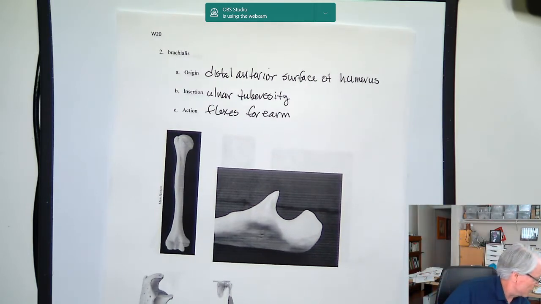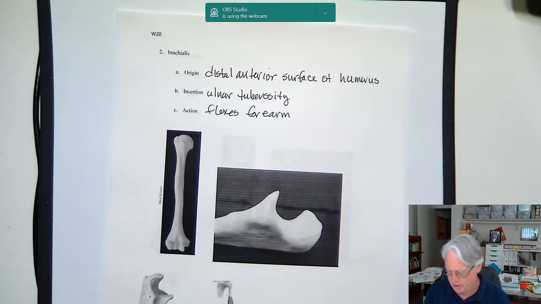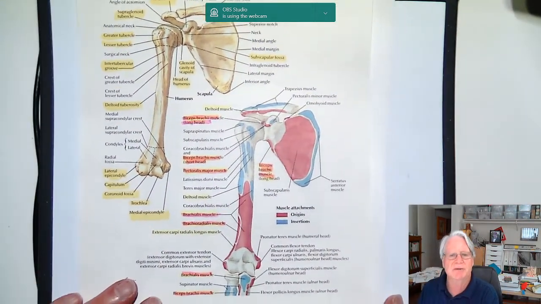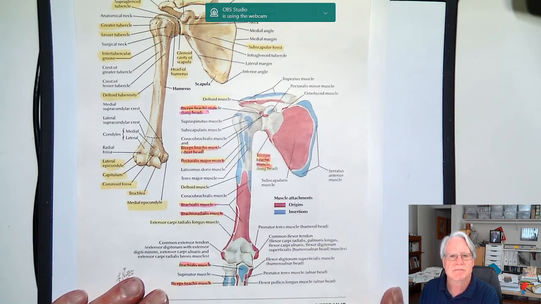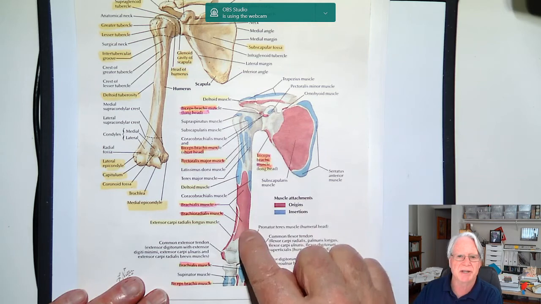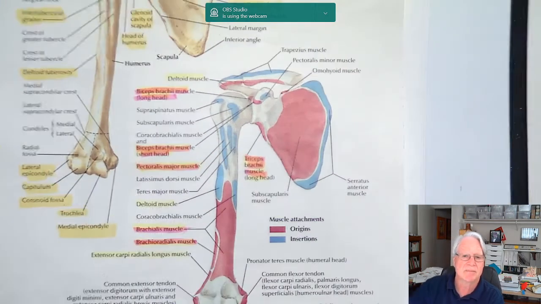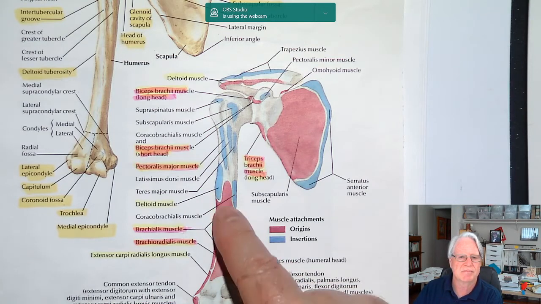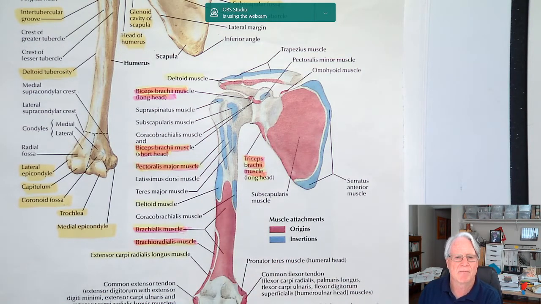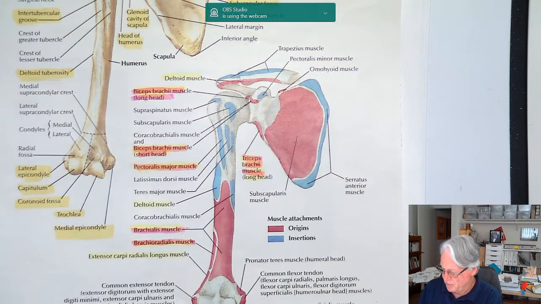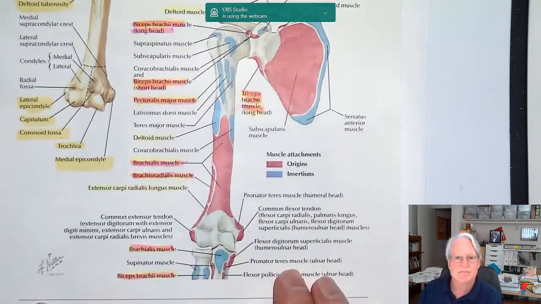Let's take a look at where it's connected here. So here, this is my anterior view. And as you can see, there's this big swath of red right here. And that's my brachialis muscle. Anterior view. And then if I move down here, there is where it inserts.